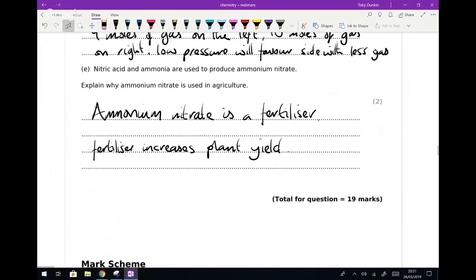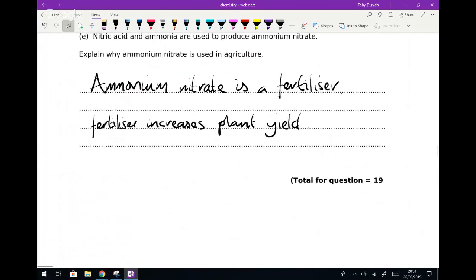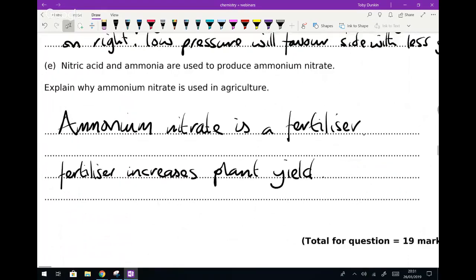What do we use ammonium nitrate for? Why do we use it in agriculture? It is a fertilizer. It will increase plant yields.